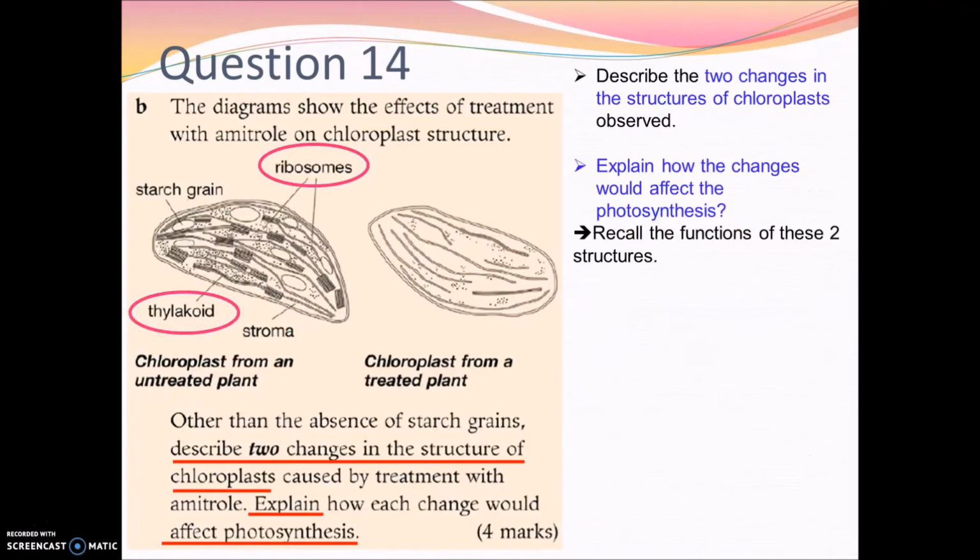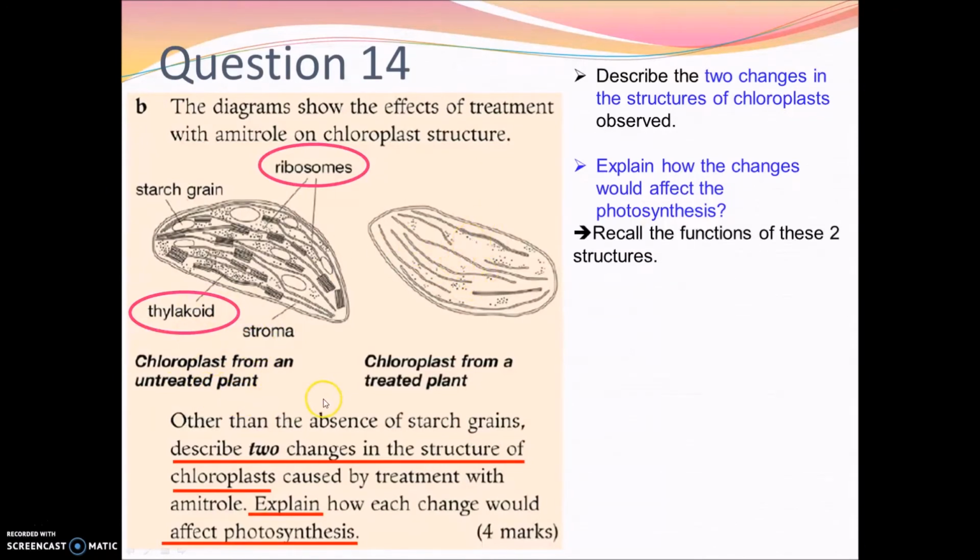For part B, it's talking about the effect of the treatment of the reticular on the chloroplast structure. You know this chemical can be a reticular because it will affect the structure of the chloroplast. But what is the effect? You can observe it in these two diagrams: the original, normal chloroplast from the untreated plants, and the treated plants.